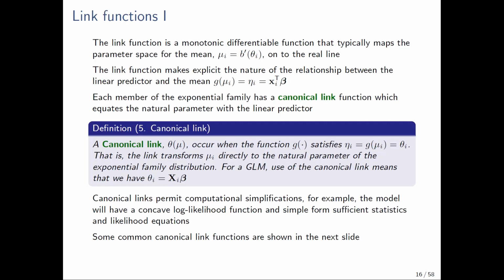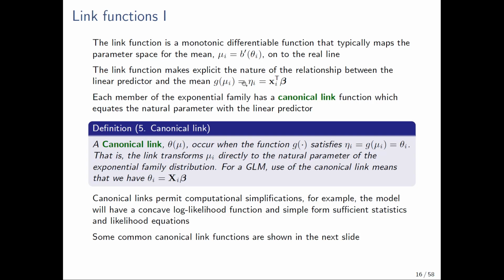I now want to talk about the link function. The link function is a monotonic differentiable function that typically maps the parameter space for the mean onto the real line. It makes explicit the nature of the relationship between the linear predictor and the mean, g of mu i equals eta i equals x i transpose beta. So it has that form there.